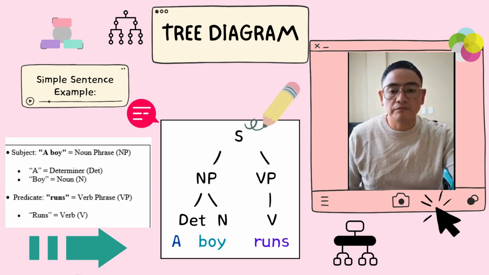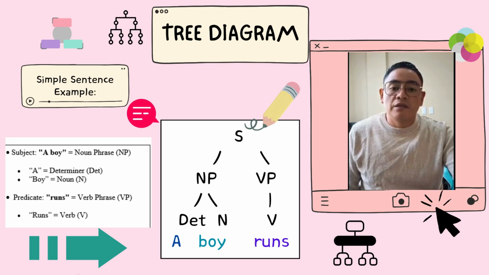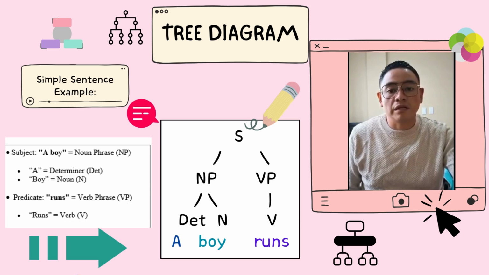For example, "The boy runs." Subject: noun phrase, a determiner "the" and noun "boy". Predicate: verb phrase, "runs", verb. Explanation: this sentence is made up of 2 main parts, a noun phrase and a verb phrase. The noun phrase includes a determiner and a noun, and the verb phrase is a single verb. This is a simple declarative sentence.